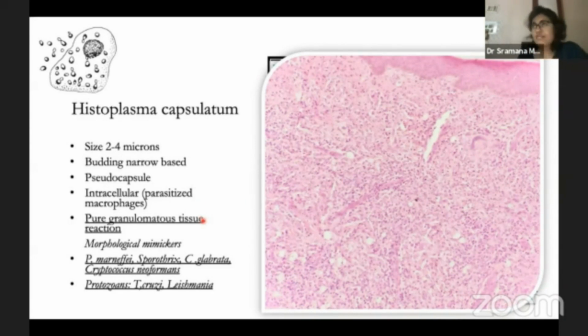Now, having said that, there again are problems sometimes that we face with Histoplasma capsulatum. And that is, in the wake of so many AIDS cases, we very often see Penicillium marneffei. Penicillium marneffei can mimic Histoplasma capsulatum. I'll tell you how we differentiate that from Histoplasma capsulatum. But there are other yeast-like species like Sporothrix and Cryptococcus, which can also cause diagnostic dilemma. And even protozoans like Leishmania or Trypanosoma cruzi can cause diagnostic dilemma.